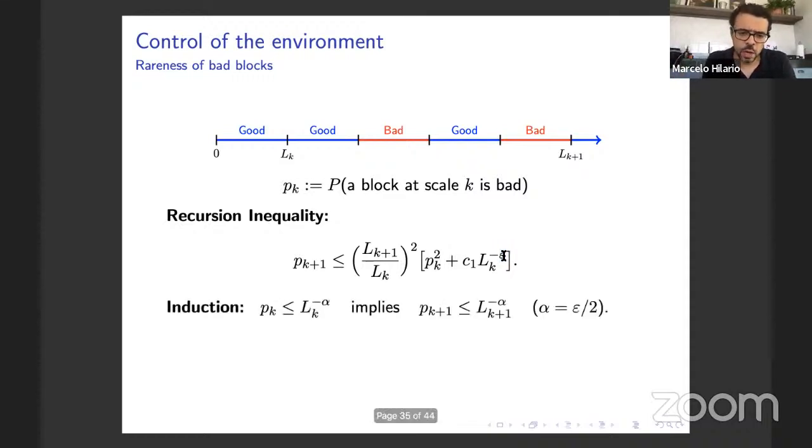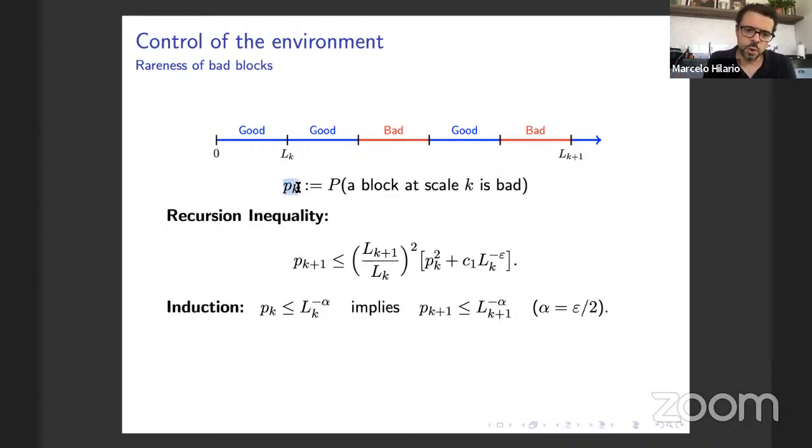Right. So what you do now is try an induction procedure. You just try to come up with a bound here. Let's say that pk is smaller than lk to the minus alpha. You plug it in here and see if you get the same thing happening in the next scale. So here it's going to work as soon as this alpha is of order epsilon over 2, because you have a 2 here and an epsilon here. And then this is just a simple calculation. You just plug it in and see that you have this induction going on, so you propagate from scale k to k+1.